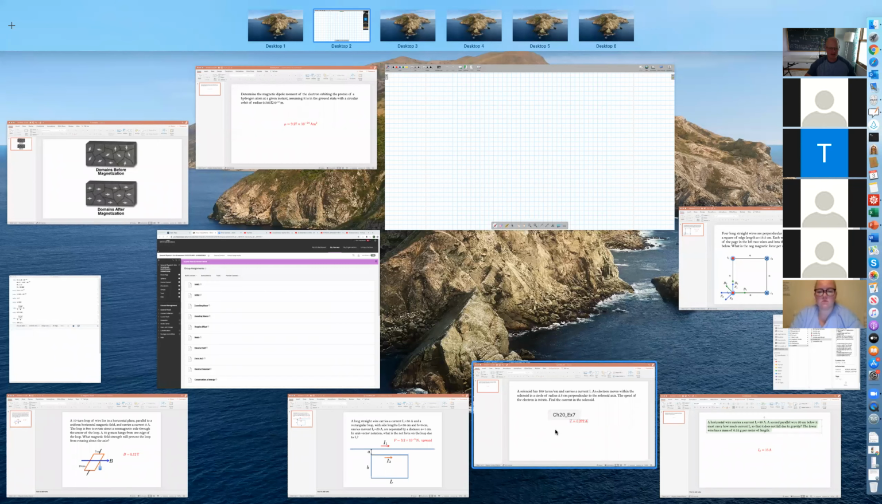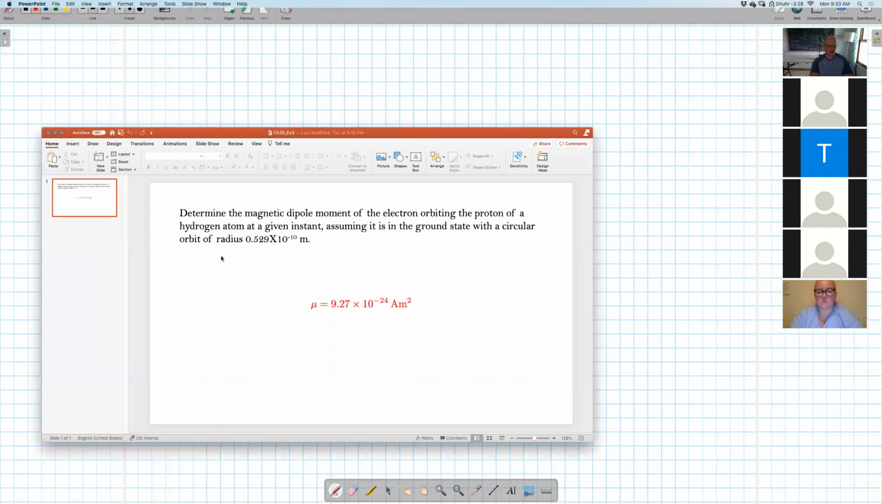Right? So let's do an example. Our example says that we have determined the magnetic dipole moment of an electron orbiting a proton of a hydrogen atom at a given instant, assuming that it's in its ground state with a circular radius of 0.529 times 10 to the minus 10 meters. Basically what it wants us to do is pretend that we have Bohr's planetary model of the hydrogen atom and then find the magnetic moment of this thing.